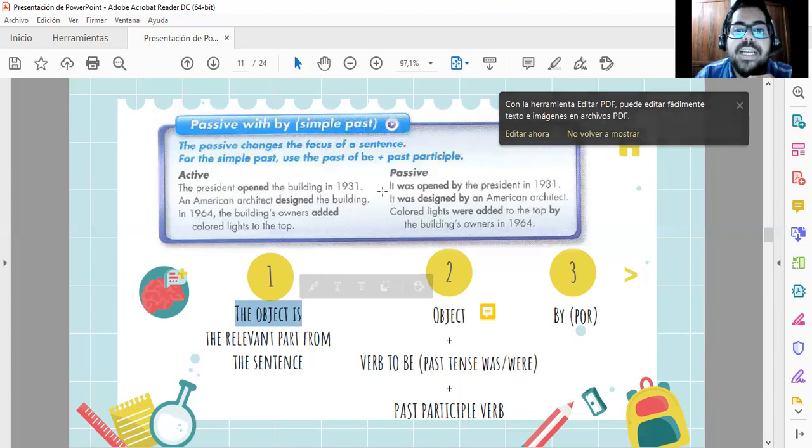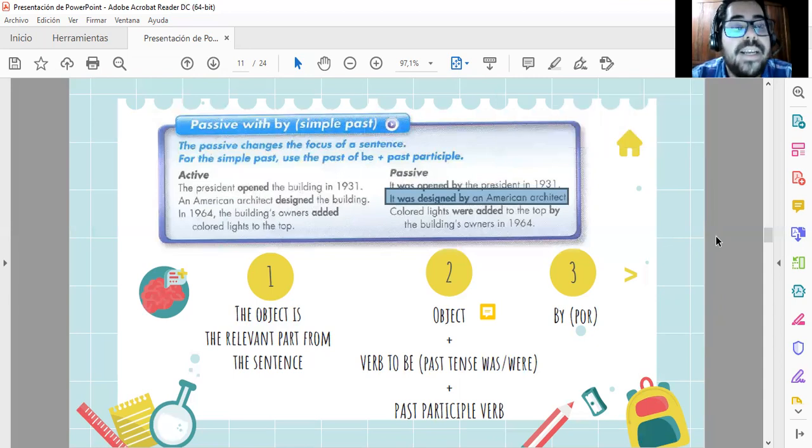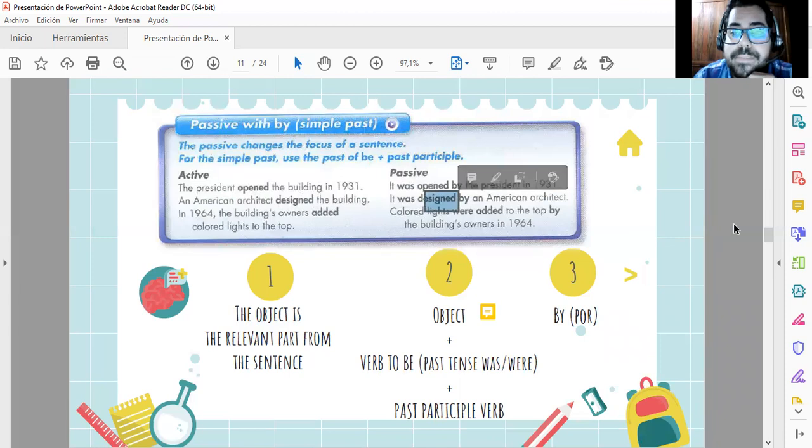So it's in here, it, all right? We're talking about the building, right? So it was designed by an American architect. And you know what by is, and you got the idea. So it was designed. Take a look, guys. Was, and the very third column, designed. And the last one, guys.